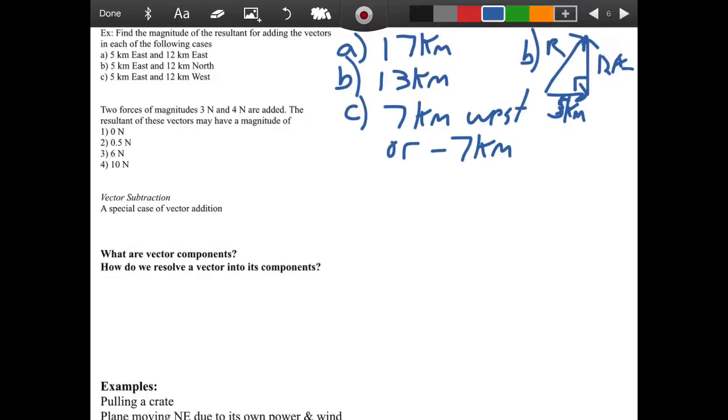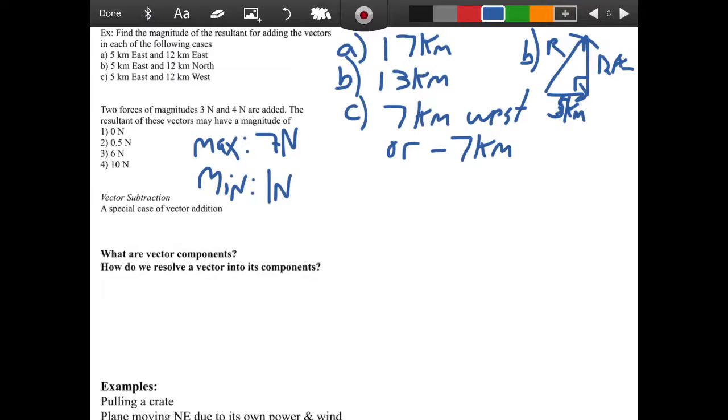Okay, and then 2 forces, magnitudes 3 newtons and 4 newtons are added. The resultant may have, so if we add these together in the same direction, the max that a 3 Newton vector and a 4 Newton vector can have is 7. And then the min, if we subtract them in their opposite directions, would be 4 minus 3. So the smallest resultant that these 2 vectors can produce is 1 Newton.